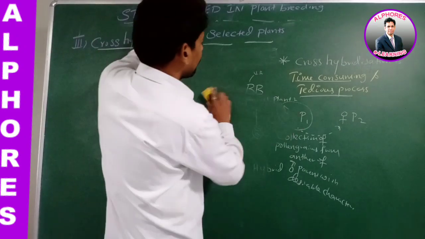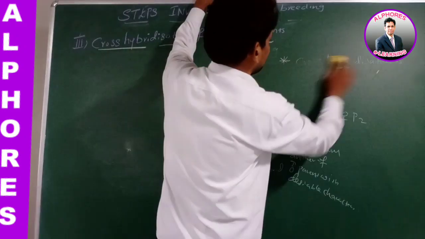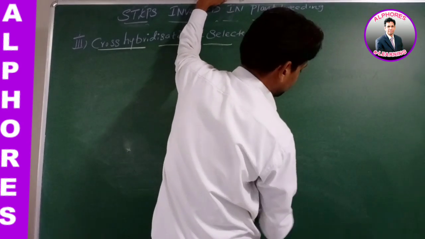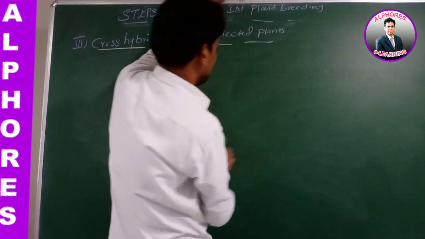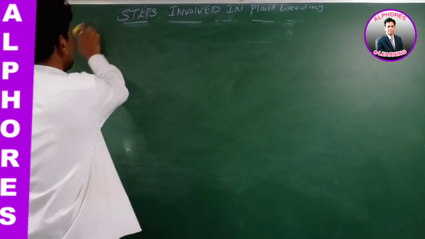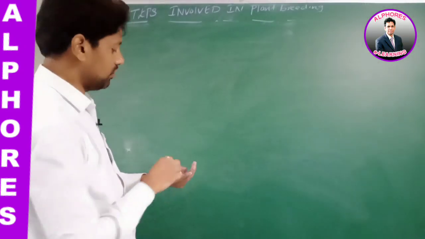Now, go for number 4. Selection and evaluation of recombinants. Selection and evaluation of what, sir? Recombinants. Selection and evaluation of recombinants. Number 4, fourth step.